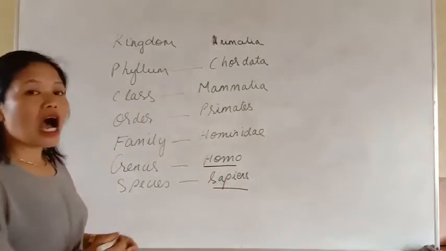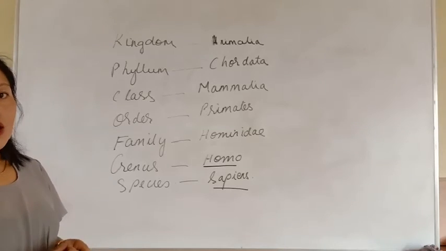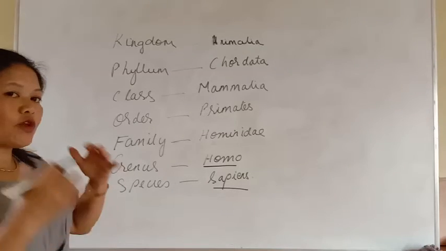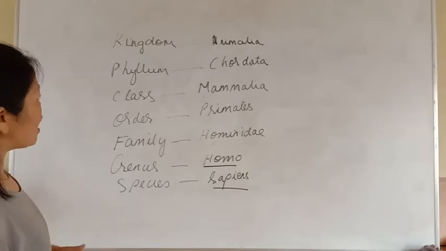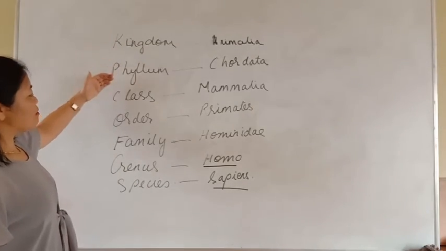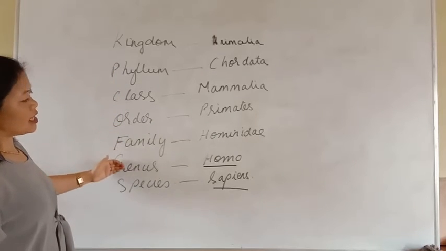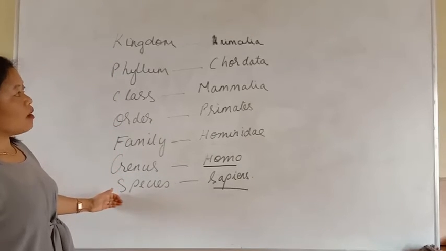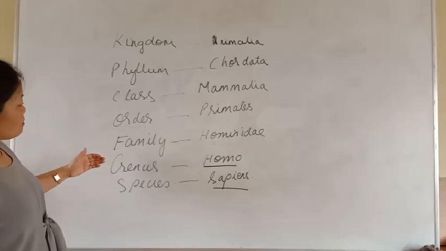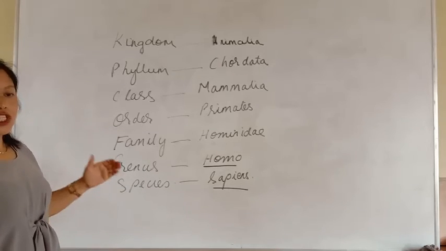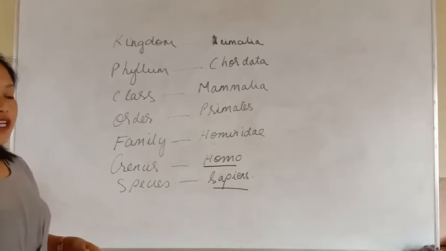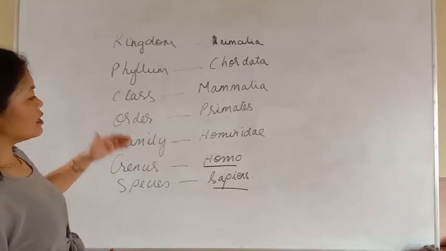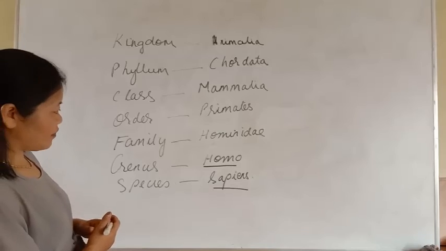So this is how, when we study an organism and have to arrange it in a proper system of classification, we always start with kingdom, phylum, class, order, family, genus, species. This is one of the most acceptable systems of classification, and there are different organisms categorized under it.